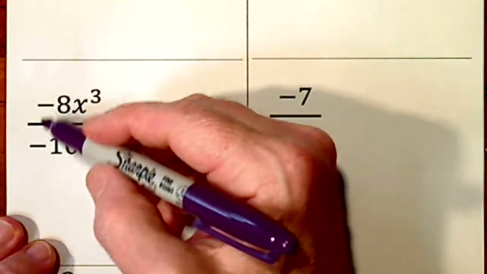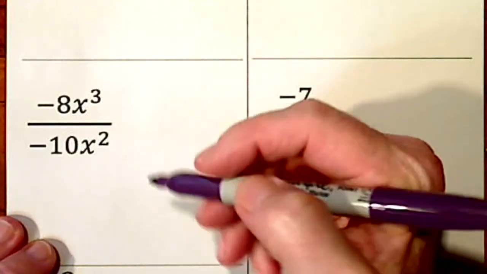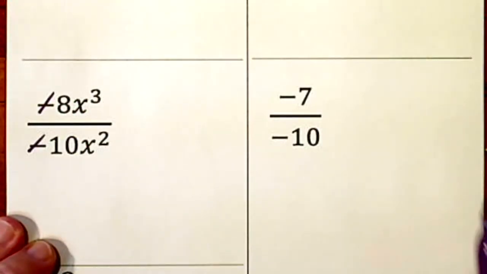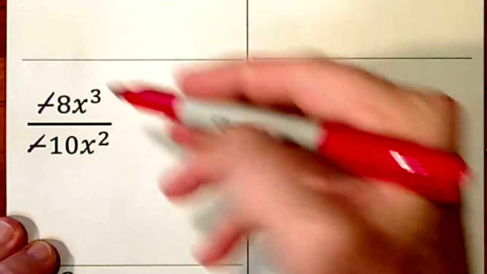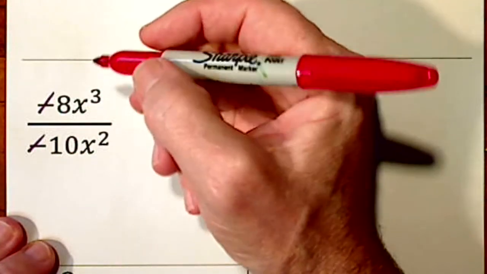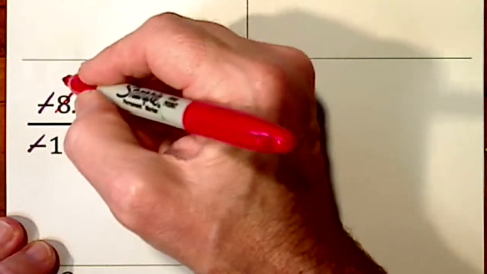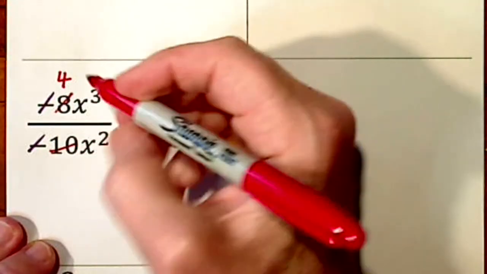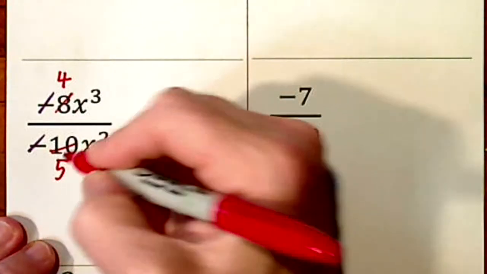Alright, so negative divided by a negative is positive. So what I'll do to start out is just cancel out those negatives. You don't have to worry about them again. The numerator and denominator each is divisible by 2. 8 divided by 2 is 4. 10 divided by 2 is 5.